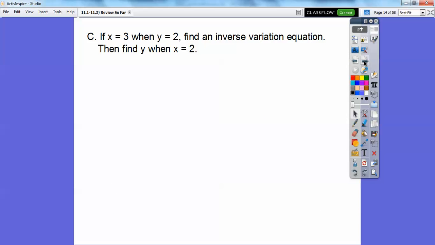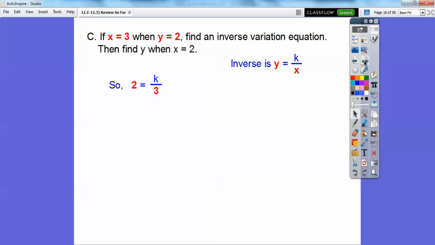If x equals 3 when y equals 2, find an inverse variation equation, and then find y when x equals 2. Inverse variation is y equals k over x. Let's plug in what we know. x equals 3, so we plug it in down here, and y equals 2, so that goes right here. Now we multiply both sides by 3, and we get k equals 6.